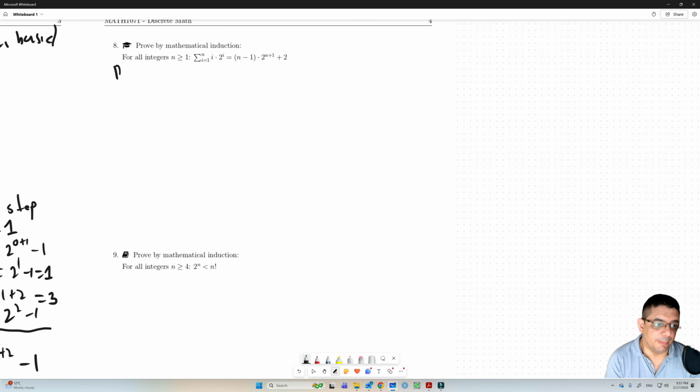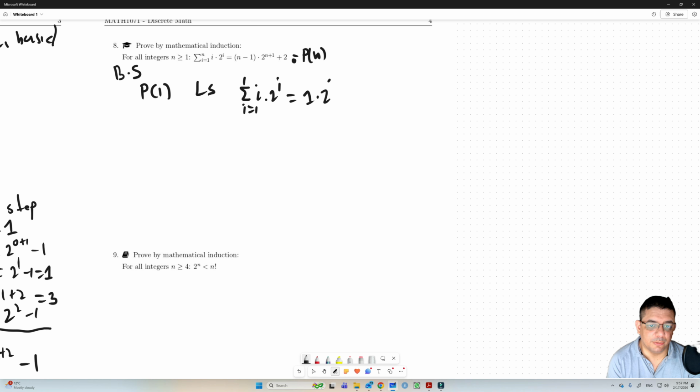We want to start with the basic step. So for the basic step, let's prove P of 1. And of course, this is going to be P of n, the original statement. So the left side, P of 1, will be the sum from i equals 1 to 1 of i times 2 to the i, which is just simply 1 times 2 to the 1, which is 2.